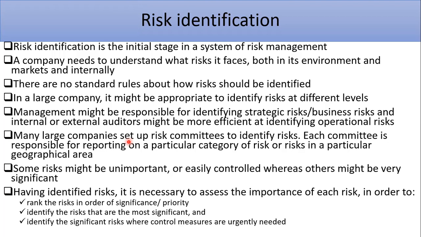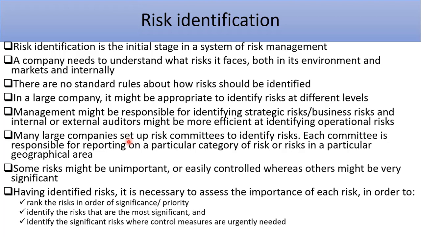There are no standard rules about how risk should be identified. Usually in a large organization, it might be more appropriate to identify risk at different levels in the organization: on a group-wide basis, for each business division, especially if it is a divisionalized organization, and for each department of the division. So you should look at identifying risk at the highest level possible, dealing with all the group members or divisions. Then within each division, you should identify risk within its functional departments.